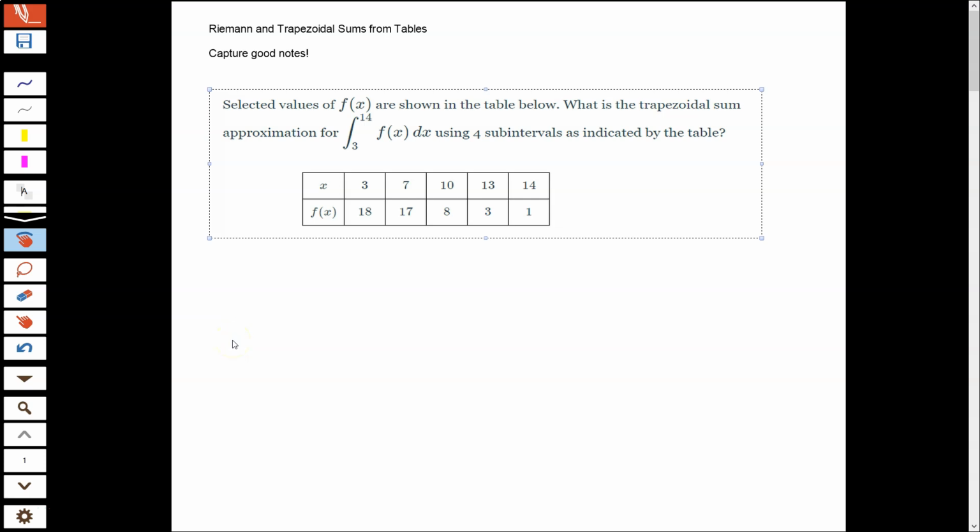Okay, here we go. So we're going to start calculating some Riemann and trapezoidal sums here. There's going to be 4 examples in this video to go through the 4 different cases, the 4 different types of sums that they could ask you for.